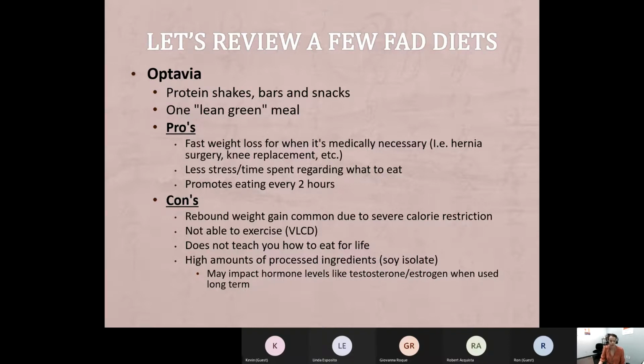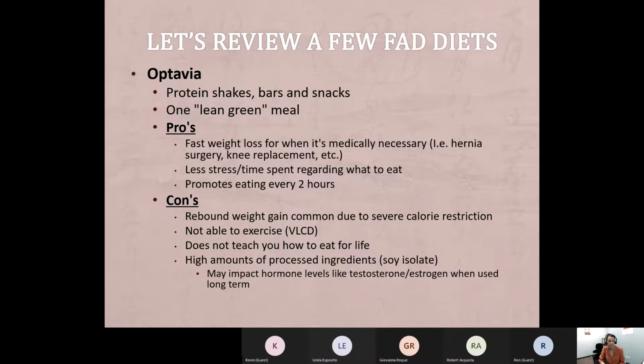You're not allowed to exercise because it's a very low calorie diet. It really doesn't teach you how to eat for life because I don't know anybody that could just eat bars and shakes forever. And oftentimes they don't ever make it to the wean approach where you're supposed to gradually go back to eating real food. People never make it that far because they binge out or they rebound weight gain. So just something to think about.